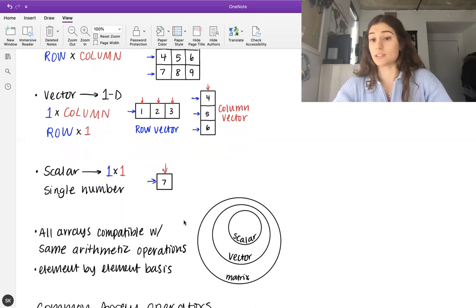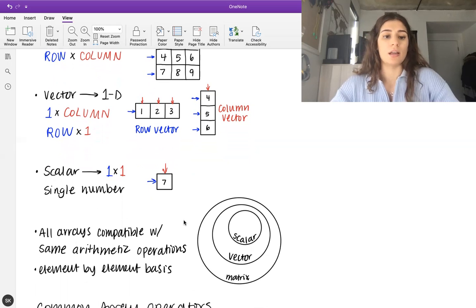It's not one-dimensional, it's not two-dimensional. It's just one by one because it doesn't expand in either direction. And here we have one row, one column.